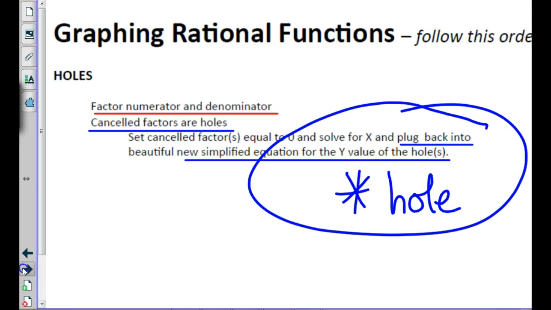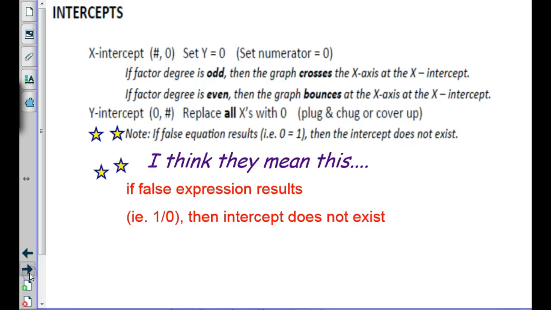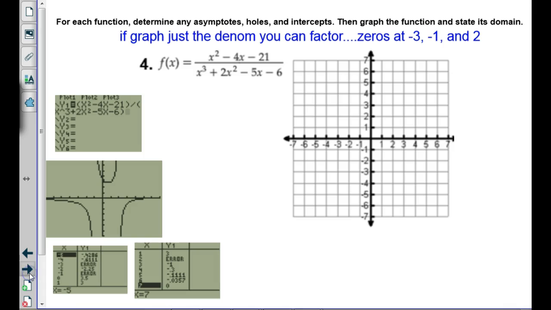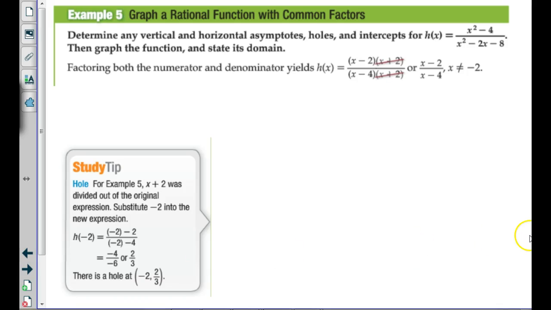Okay? So here's our example. Do you have one that has a hole? Maybe I should do the one that you have. Can go over the rest of this tomorrow. Oh, that's miserable. Nope, we don't want to do that one. I'm going to do this one that I have here.